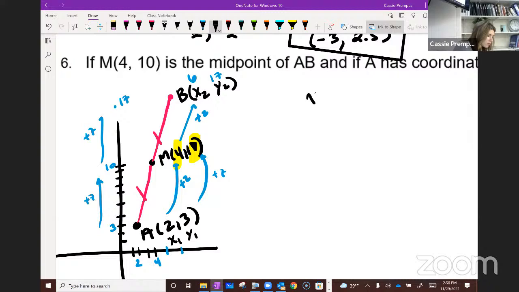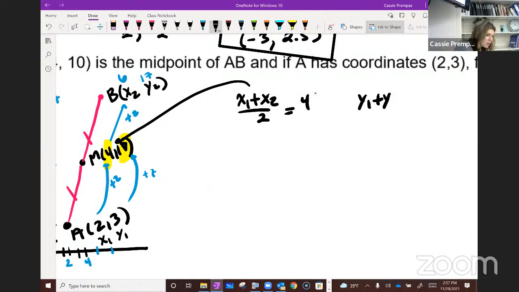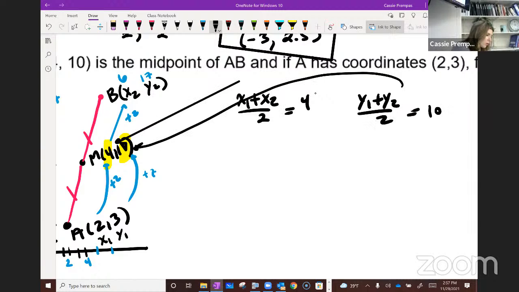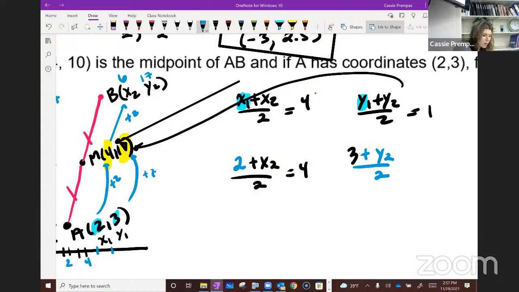And I saw Caleb and I saw Sophie, and sorry, I didn't get to walk around to everyone, but they said they know the middle. X1 plus X2 divided by 2 is going to give you the middle X, 4. And Y1 plus Y2 divided by 2 gives the middle Y, which has to be 10. We know this point is our X1, Y1. We know that this point is 2 and 3, so we can put that in for X1 and Y1. So if you are more of a formula person, you would say 2 plus the second X coordinate divided by 2 has to equal 4. And 3 plus the second Y coordinate divided by 2 has to equal 10.